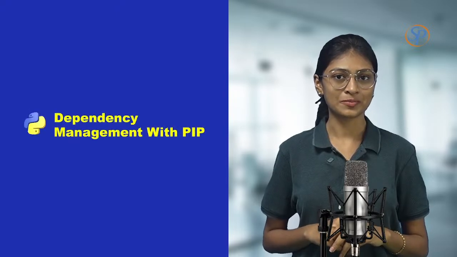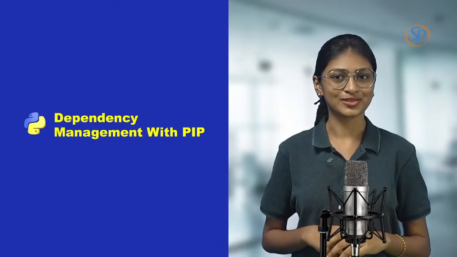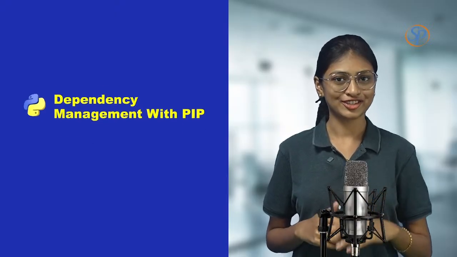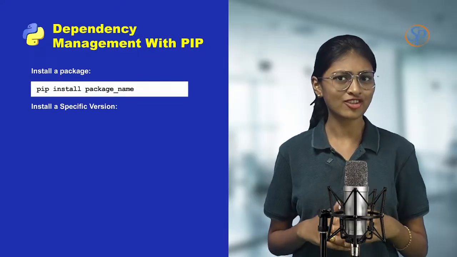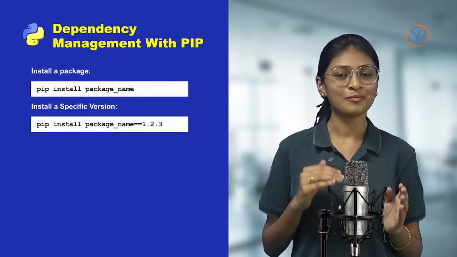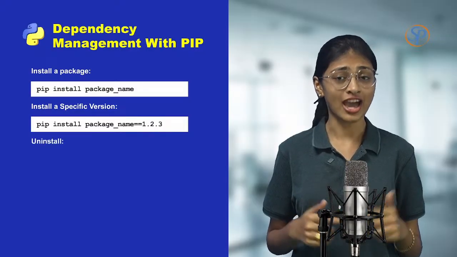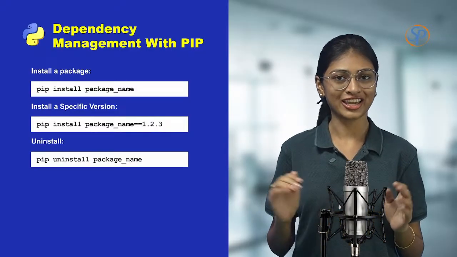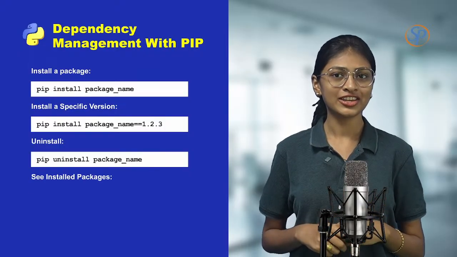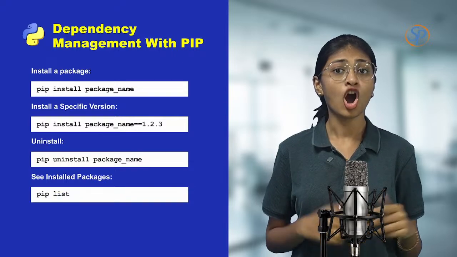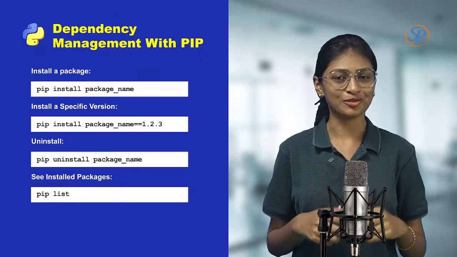Dependency management with pip. Inside your virtual environment, you install packages using pip. Install a package: pip install package-name. Install a specific version: pip install package-name==1.2.3. If you want to uninstall packages: pip uninstall package-name. To see installed packages, we'll use pip list. All packages are installed only inside the virtual environment, not globally.